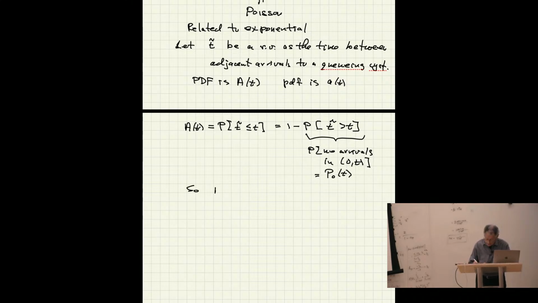So the A of t we have is equal to 1 minus P0 of t from the Poisson process, but we know what P0 of t is from above. That's 1 minus e to the minus lambda t, and that's for t greater than or equal to 0, of course. And if that's the case, then little a of t, its density, is simply lambda e to the minus lambda t, again for t greater than or equal to 0.